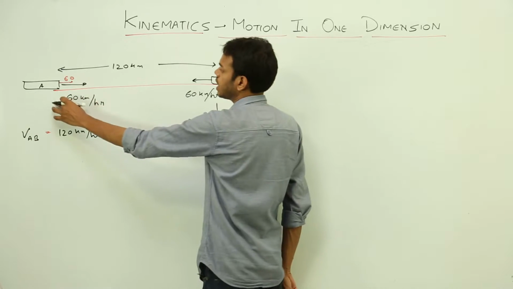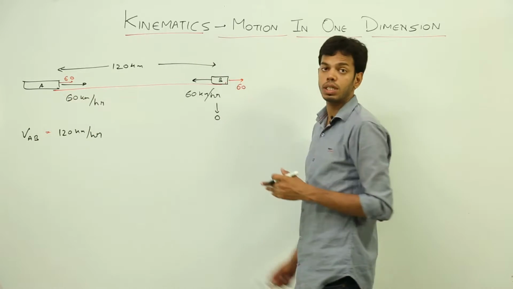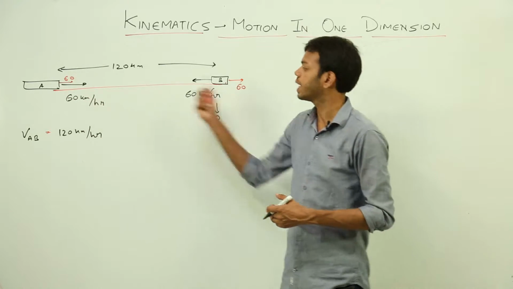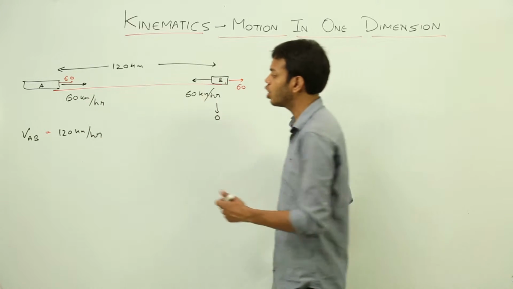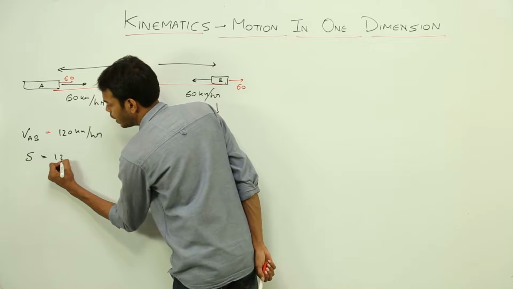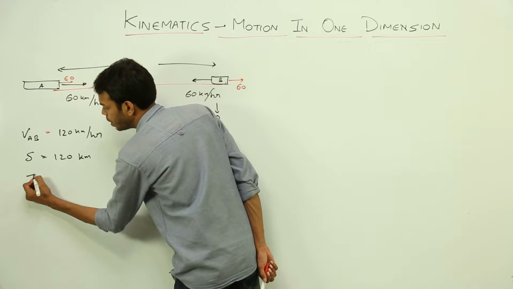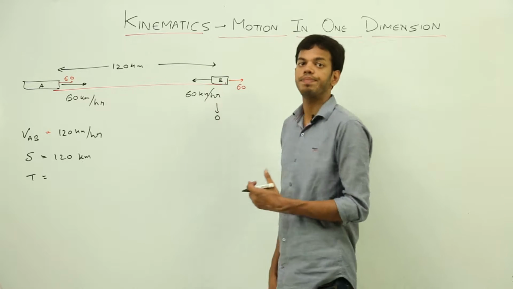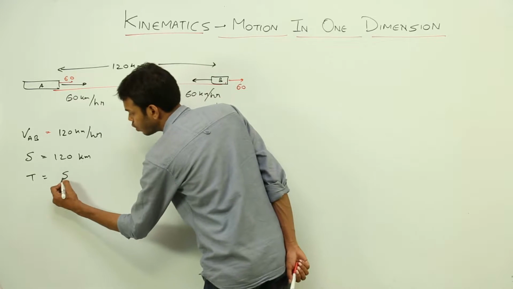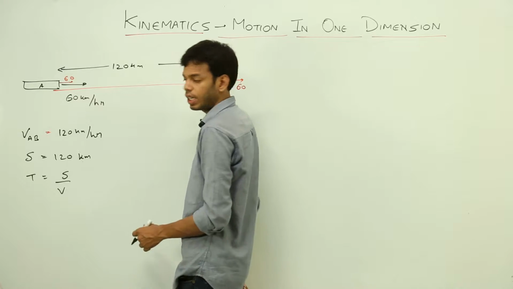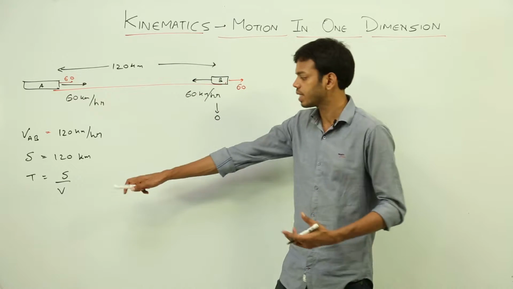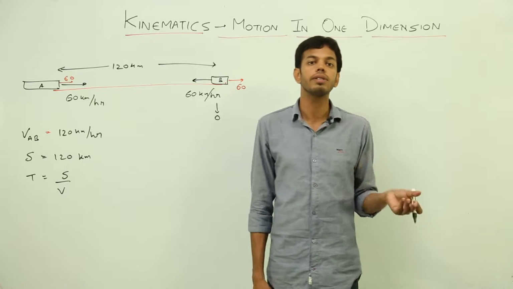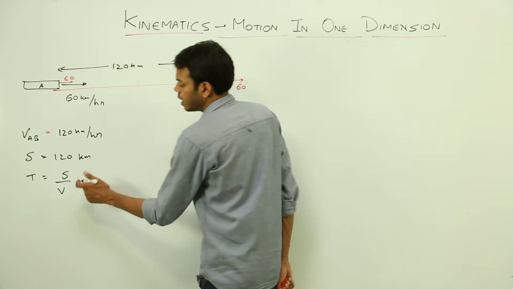So, when train B is at 0, that means train B is at rest, the distance train A has to cover to collide with train B is 120 km. Distance is 120. So what would be the time? What is the formula of time? Distance over velocity or speed. I am writing distance as S. Speed is not S. Mind this. Distance or displacement is represented by S.